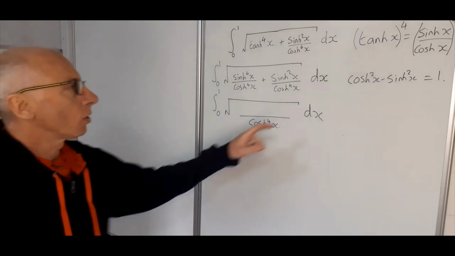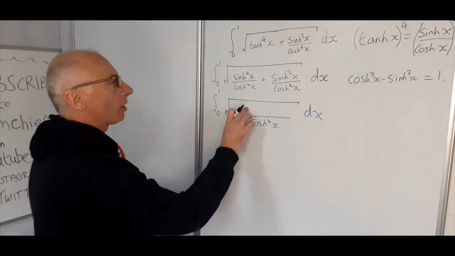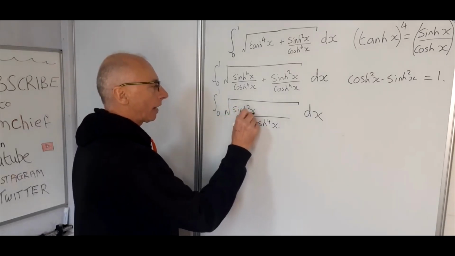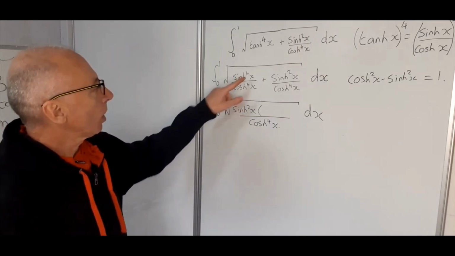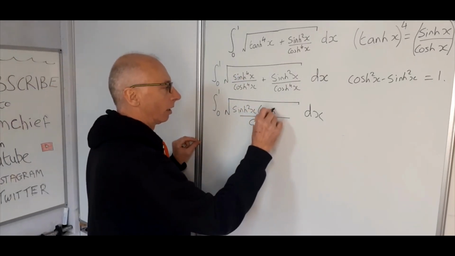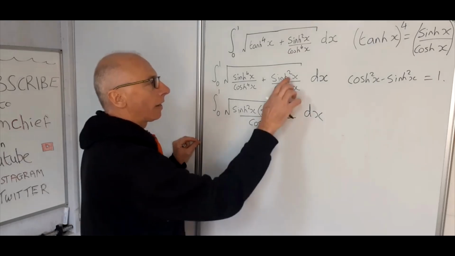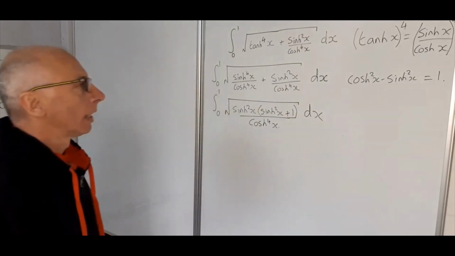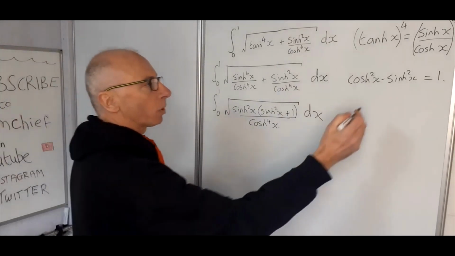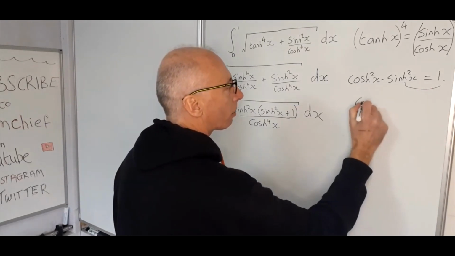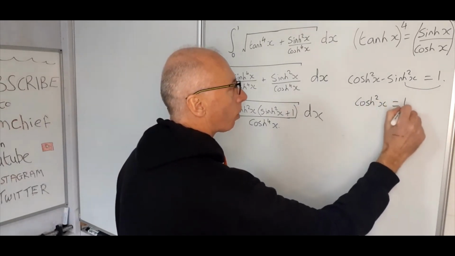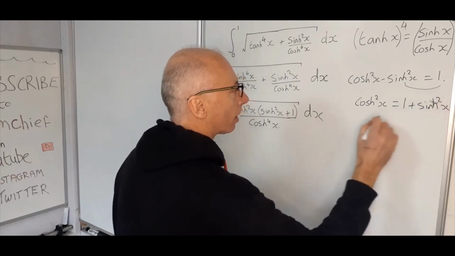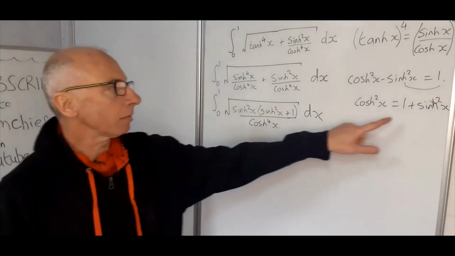Okay, so maybe we could use this somehow in this numerator here. So let's factor out a sinh squared x. If we do that, we've still got another sinh squared x to go here, and then here we just need plus 1. So you've got the plus sign here, and that's just one of those. Now if I move this around, I end up with cosh squared x equals 1 plus sinh squared x. Now that is the same as that.